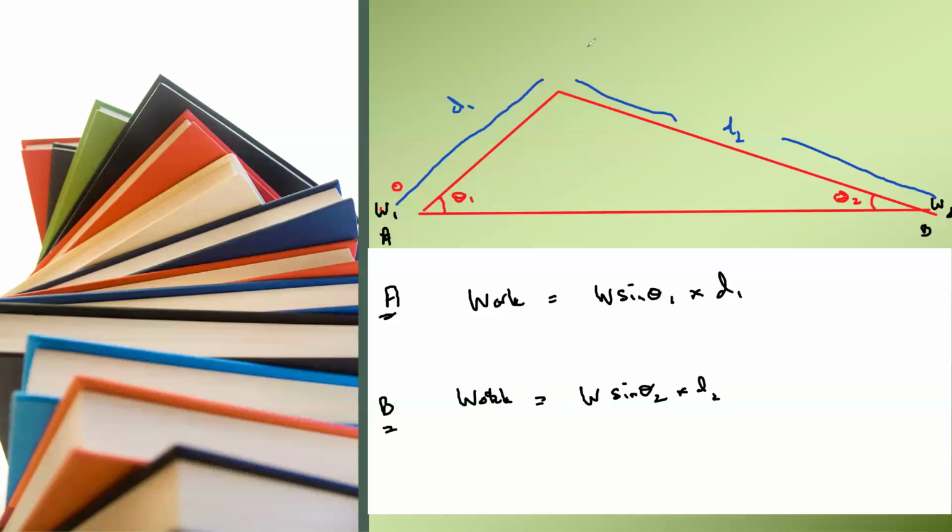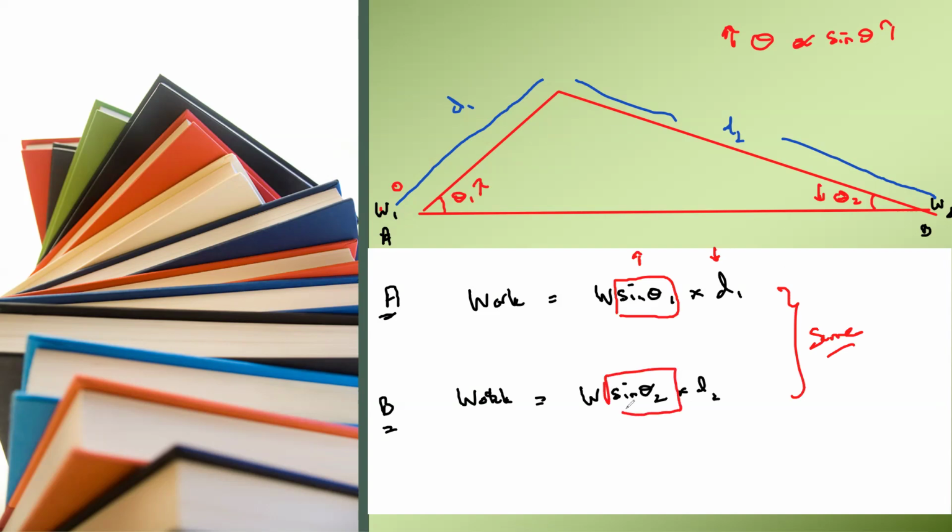Remember, the value of sine theta increases if the value of theta increases. So if the value of theta increases, the value of sine theta will also increase. So what actually happened for A, and when we solve, we'll get the same answer for A and B. But how will we get the same answer? Because theta 1 is greater than theta 2. So if theta 1 is greater, the value of sine theta will be higher, and D1 is shorter.